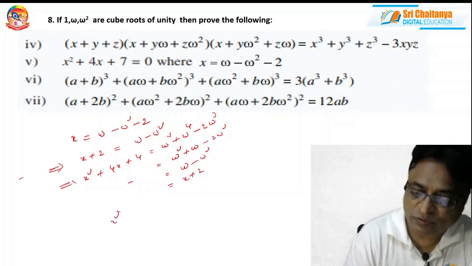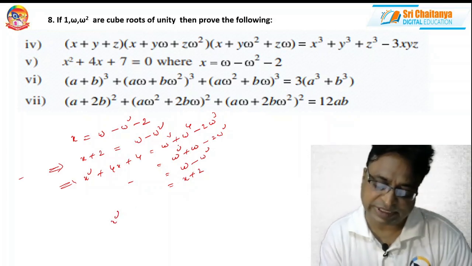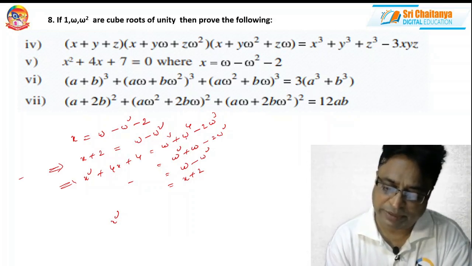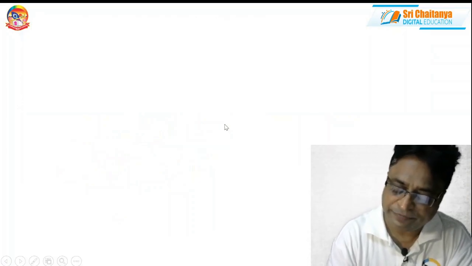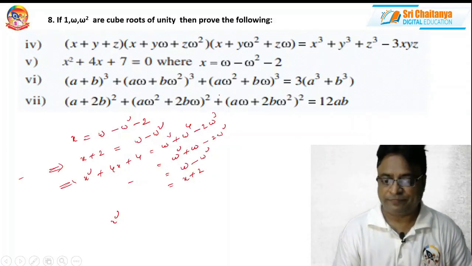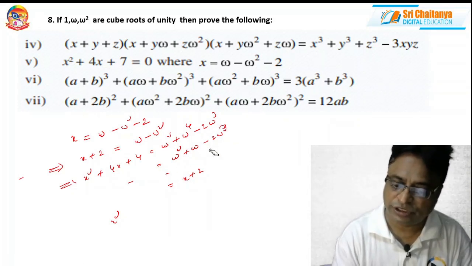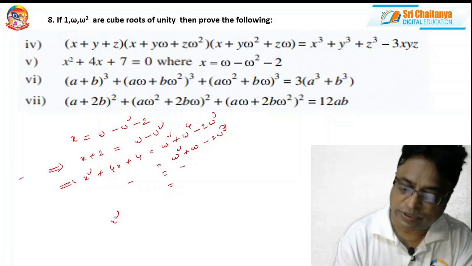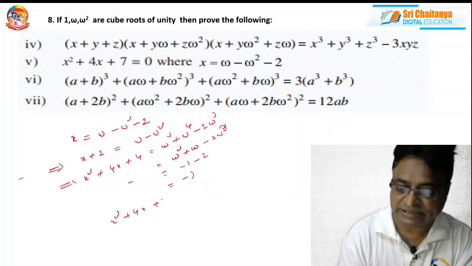So x square, see once again, omega minus omega square whole square is omega square plus omega power 4 minus 2 omega cube, sorry, this is 2 omega cube. So it becomes 1. So omega plus omega square is minus 1, and this is minus 2, this is minus 3. So directly I get x square plus 4x plus 7 equal to 0.